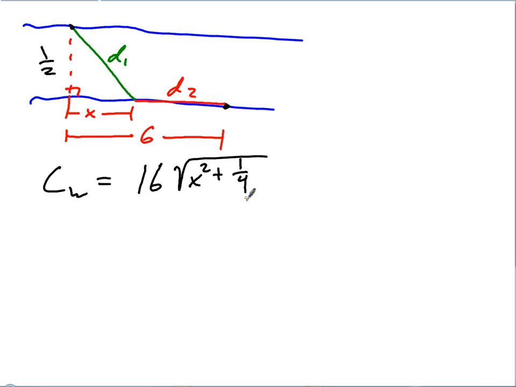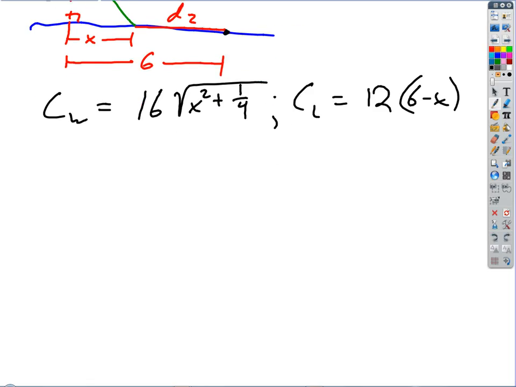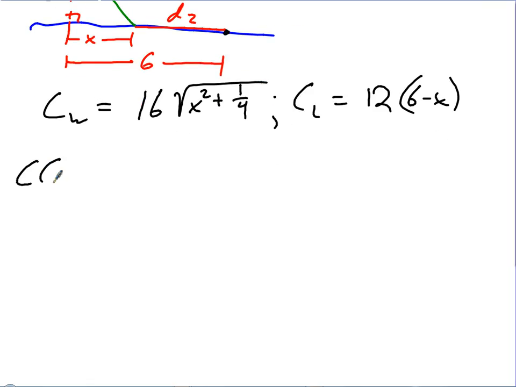Right, there's the distance times the weight, cost per mile, or per foot. We said cost on the land was a little simpler. That was just the weight of 12 times the distance, 6 minus x. What we came up with then was an answer like C of x equals 16 times the quantity x squared plus 1/4 to the 1/2, right? We want to write it as a fractional exponent so we can differentiate.